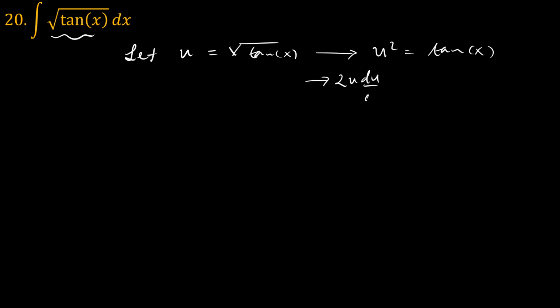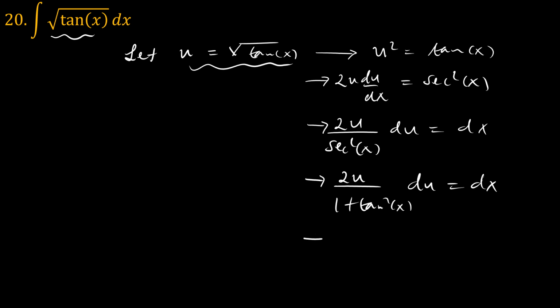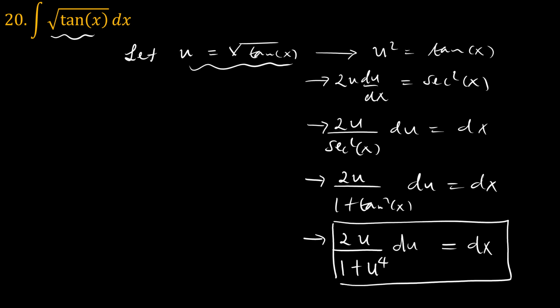2u du/dx would be equal to sec squared of x, and so from here we see that 2u over sec squared of x du is equal to dx, and since sec squared of x is the same as 1 plus tangent squared of x, from this definition we see that 2u over 1 plus u to the power of 4 du is equal to dx. Previously we had made a mistake here and said u squared, but it's u to the power of 4. So this is going to be the substitution we're going to make.